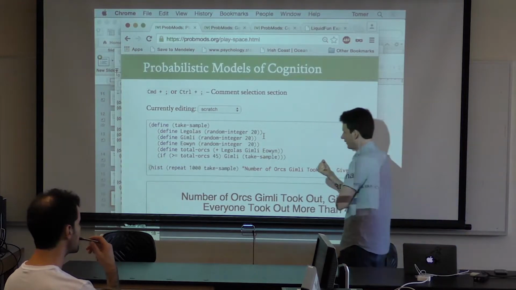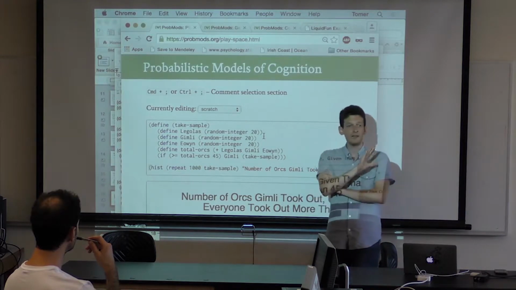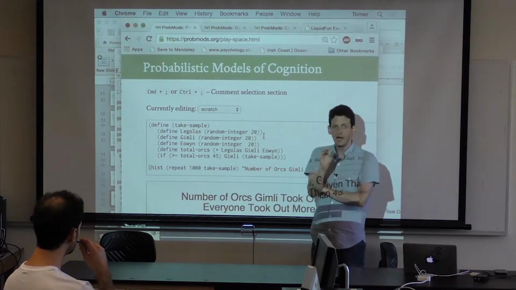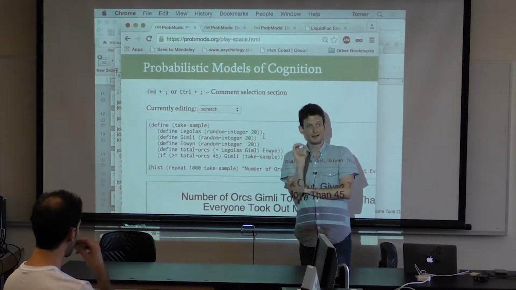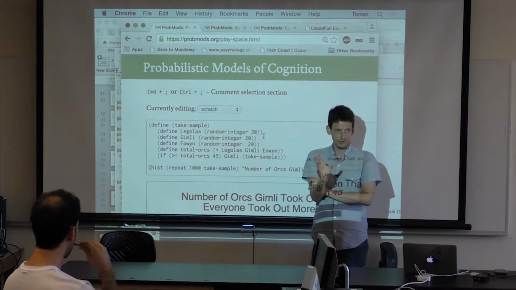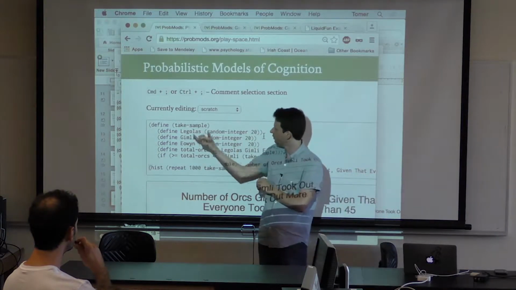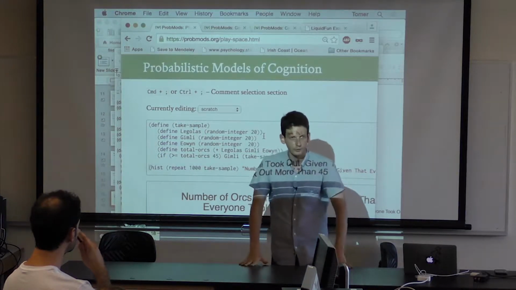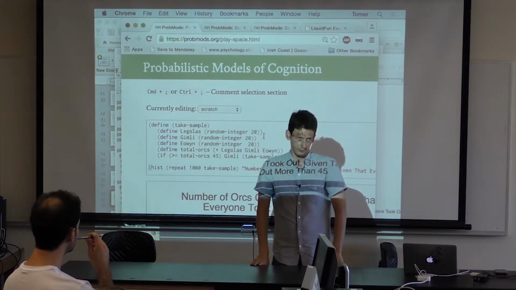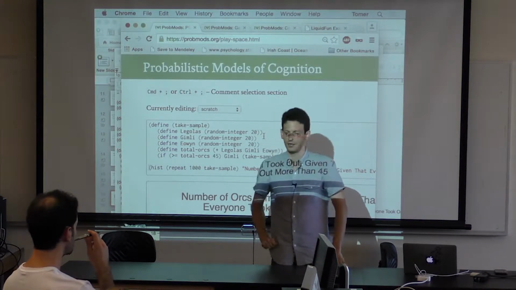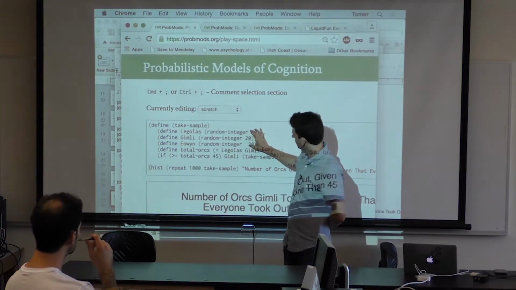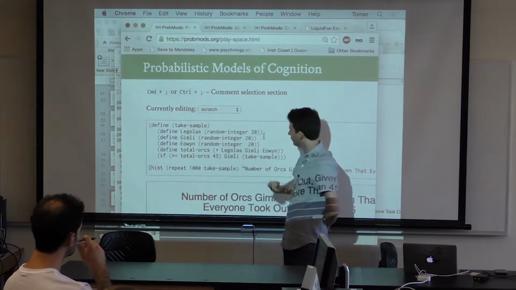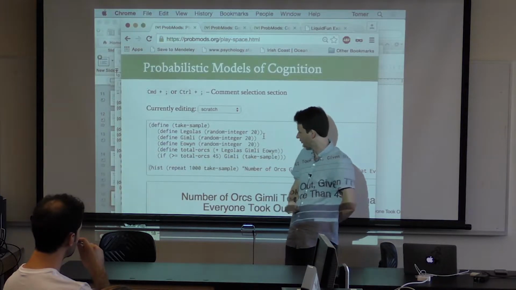How would I write that down as a rejection query, without using any syntax that you haven't seen already? Without using anything like query yet, I'm just going to use basically recursion to write down a rejection query for that. Later on you can use a rejection query, but what I would do is say, here's a procedure that's going to give me back the number of orcs that Gimli took out, conditioned on everyone taking out more than 45. So I write down a particular generative model: Legolas took out somewhere between 0 and 20, Gimli took out somewhere between 0 and 20, Eowyn took out somewhere between 0 and 20, and they all took out the number of total orcs.